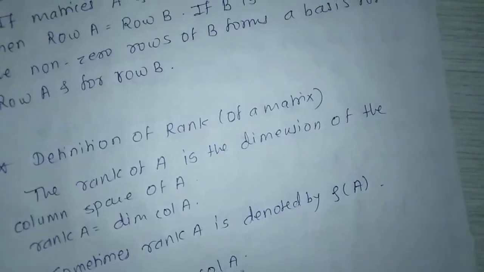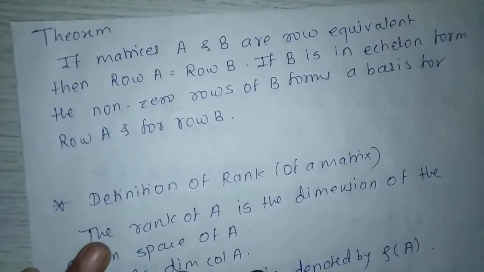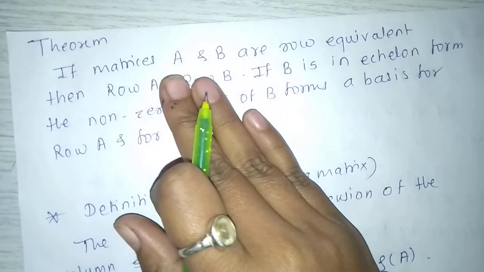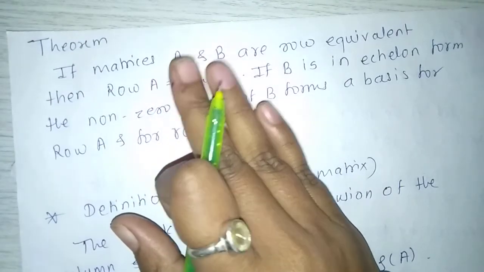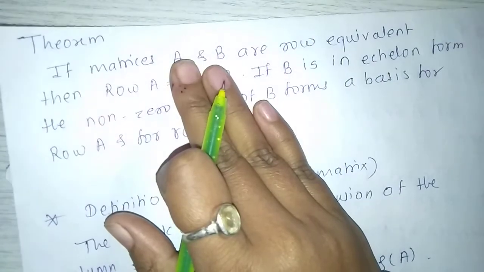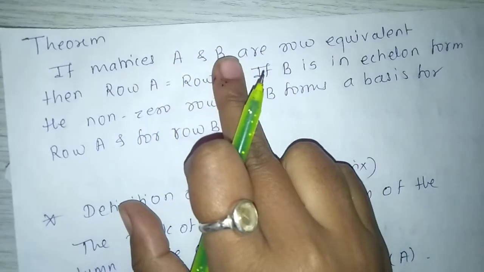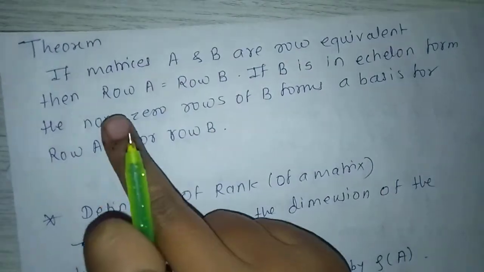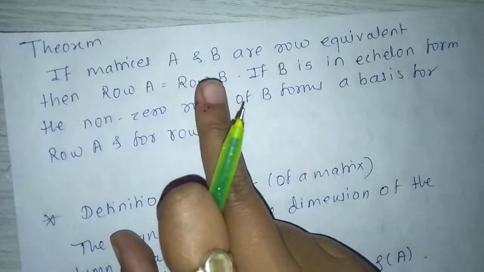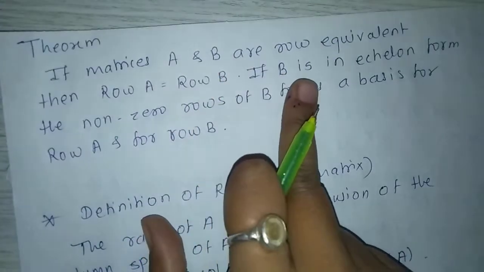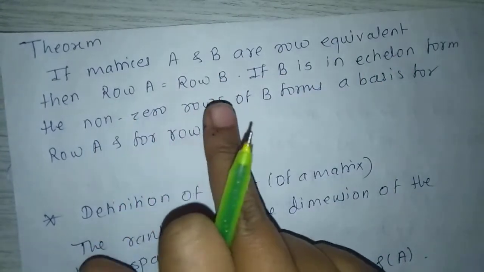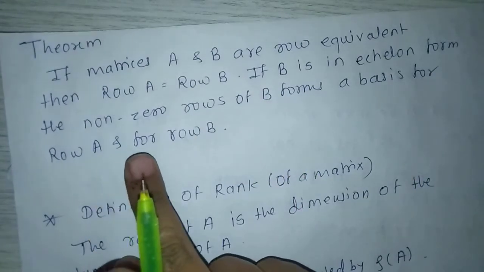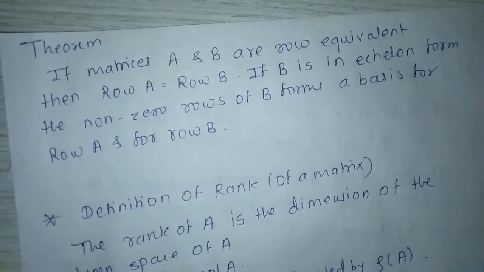Next theorem. If matrices A and B are row equivalent, meaning suppose we have matrix A and we reduce this A matrix to row echelon form, which is nothing but B, then we can say that A and B are row equivalent. Then row space of A equals row space of B. If B is in echelon form, the non-zero rows of B form a basis for row space of A and for row space of B.